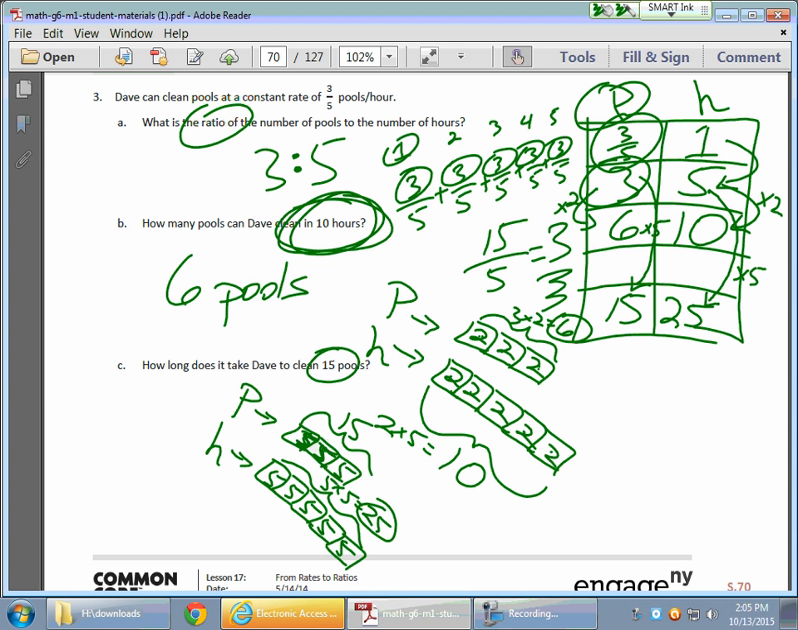It all comes down to using that constant rate and turning it into a ratio. Once you get the ratio, you're good to go. Use your diagrams and plug things in and find your solutions.